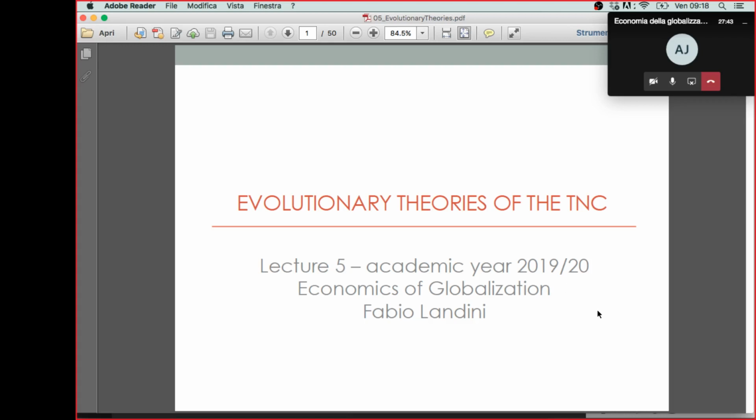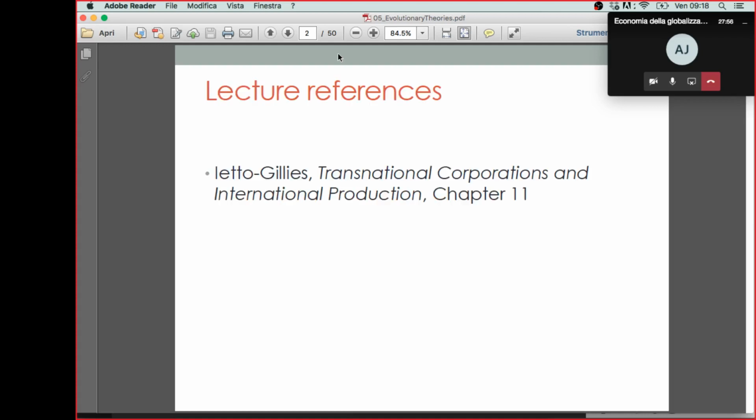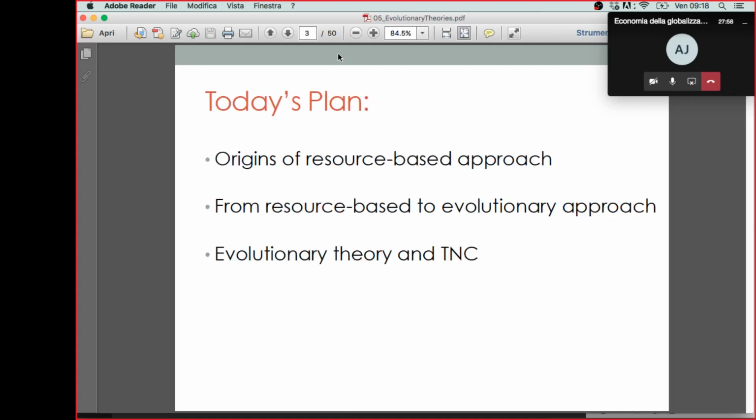So the chapter of the book that deals with this theory is chapter 11 in my edition. Just check your edition, but it should be easy to find.